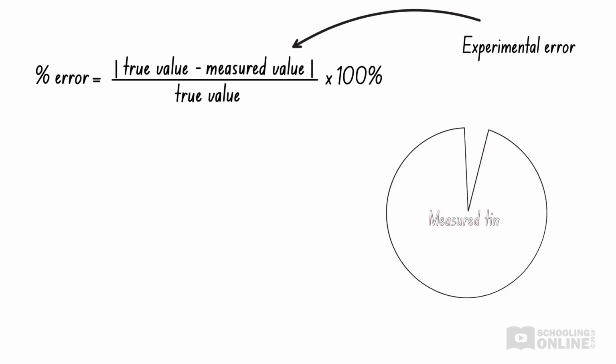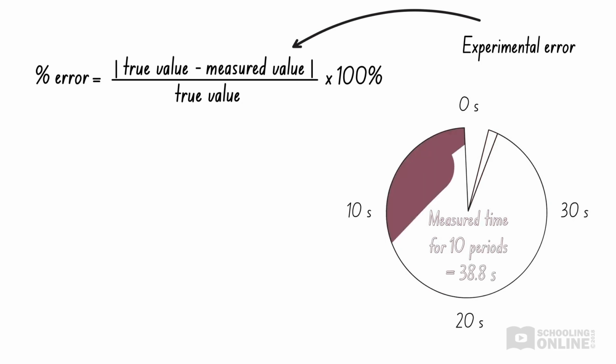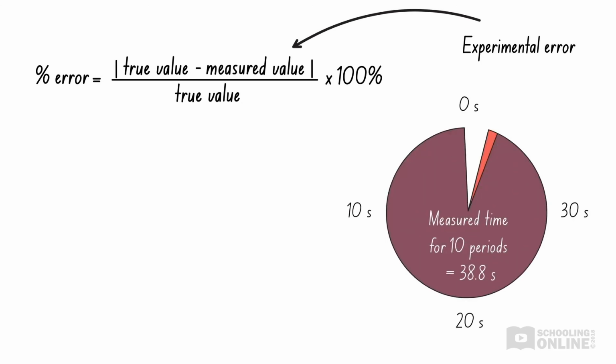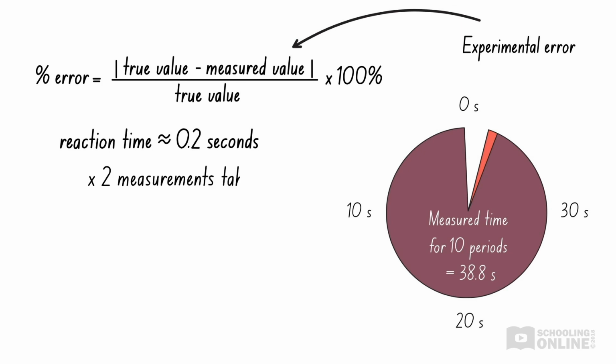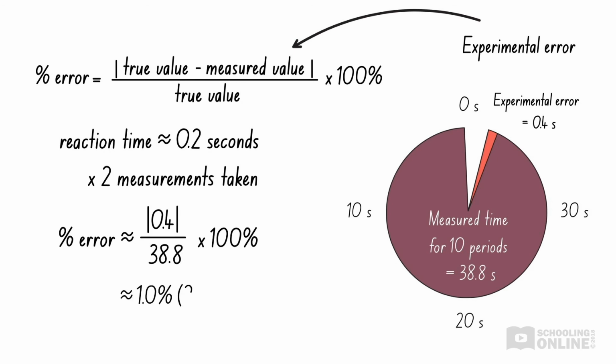Next, the average period of the swing was 3.88 seconds. But since Jeff measured 10 oscillations, his stopwatch would have read 38.8 seconds. In comparison, the typical human reaction time is approximately 0.2 seconds. When performing the experiment, Jeff needed to make 2 measurements. He needed to press the stopwatch at the start and at the end of the 10 oscillations. Therefore, the total error in time would be around 0.4 seconds, and the percentage error due to reaction time is approximately 1%.